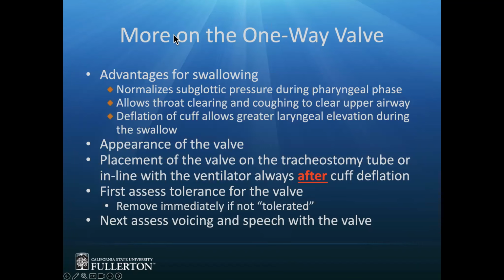Okay. A little more on why we want to use a one-way valve if we possibly can. I had said this, but I want you to see it. It normalizes subglottic pressure during the pharyngeal phase, and allows for throat clearing and coughing to clear the upper airway. And we are only going to be using a one-way valve if we can deflate the cuff. And that deflated cuff allows for greater laryngeal elevation during the swallow. We talked about the appearance of the valve. You know what they look like.